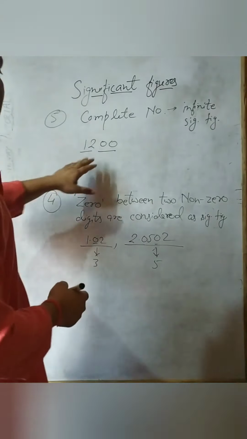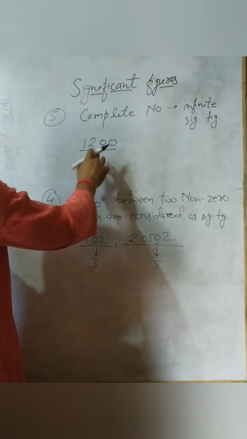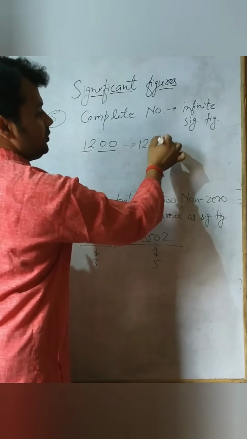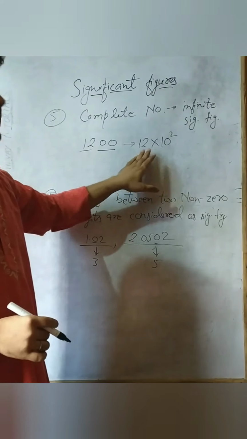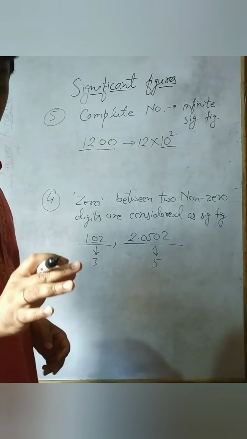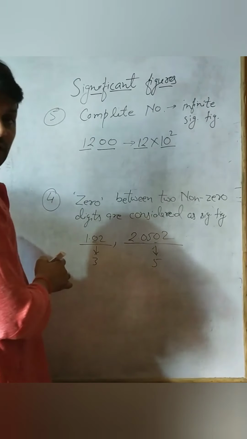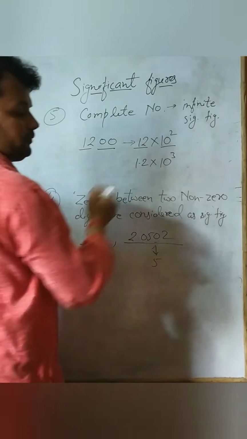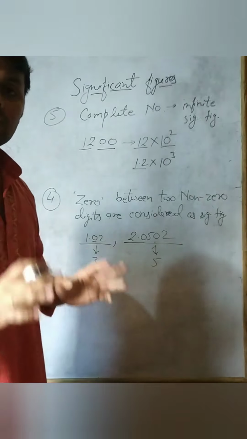So in this example, where 1200 is considered as having 2 digits, when we write 1200 like this, 12 into 10 to the power 2, then only we can consider it as having 2 digits, because the 10 exponent is not considered in the counting of significant figures. Why? What about 12 here? It can be written as 1.2 into 10 to the power 3 also. In both cases, you see, it has 2 significant figures because both are non-zero digits.